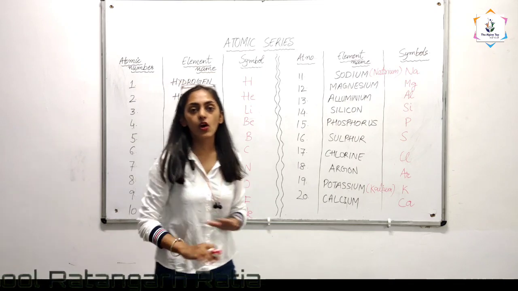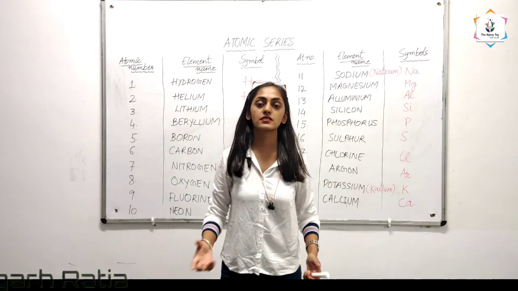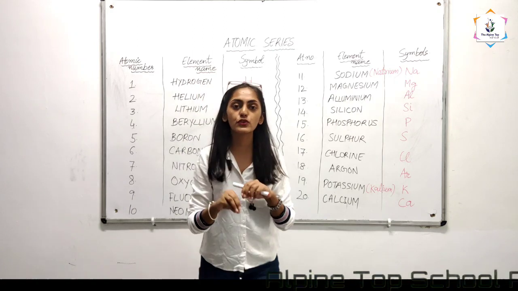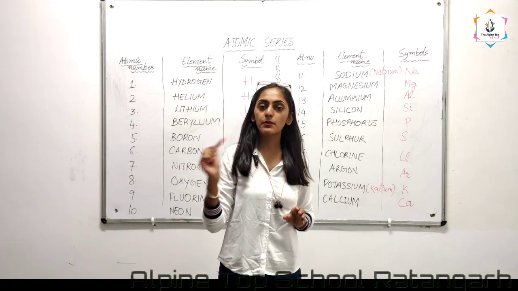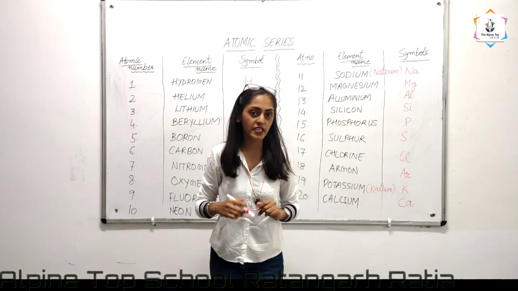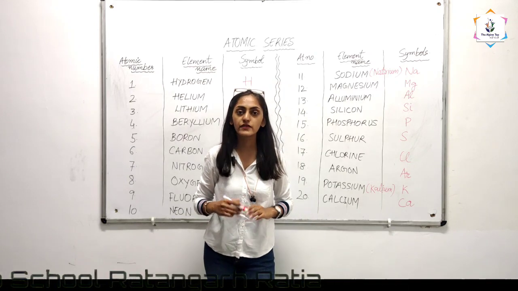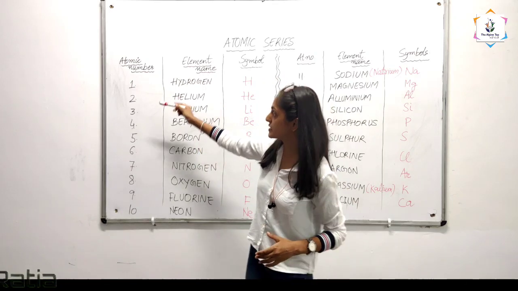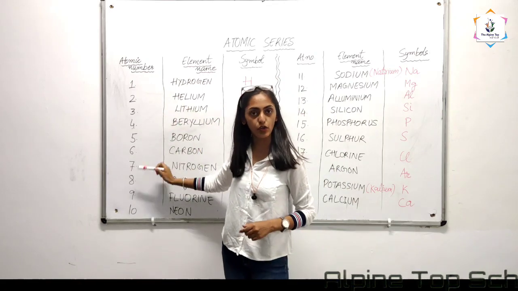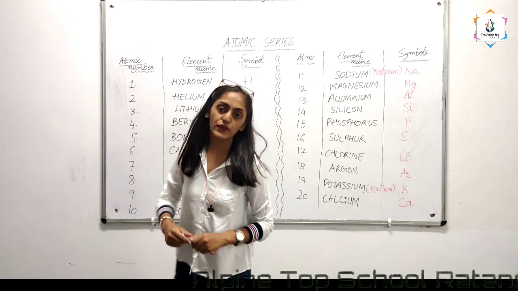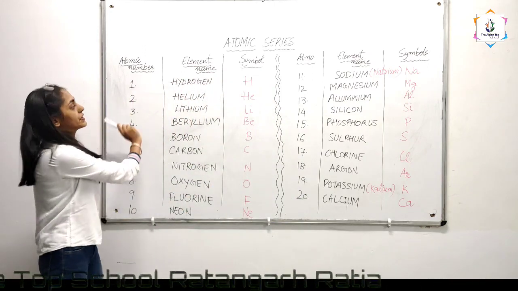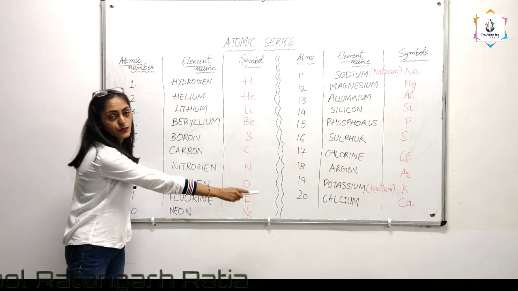You know, there are a lot of elements in our surroundings. These elements have been put into the periodic table number wise. There is a periodic table made by Mendeleev, the scientist. So this is the series. I have written this atomic number wise, so we will learn it like this only. Number 1 to 20.